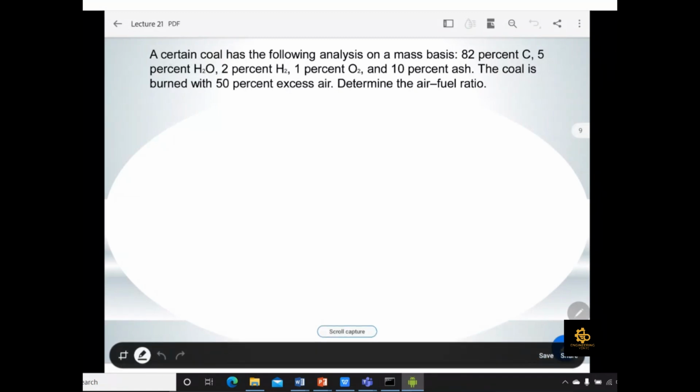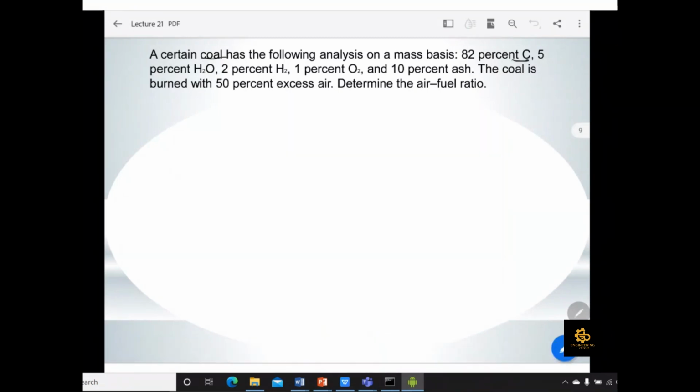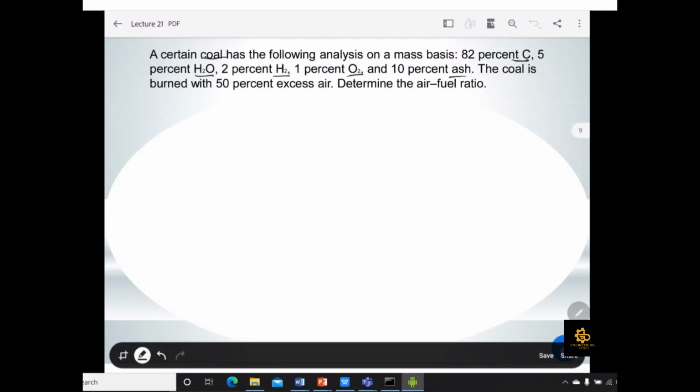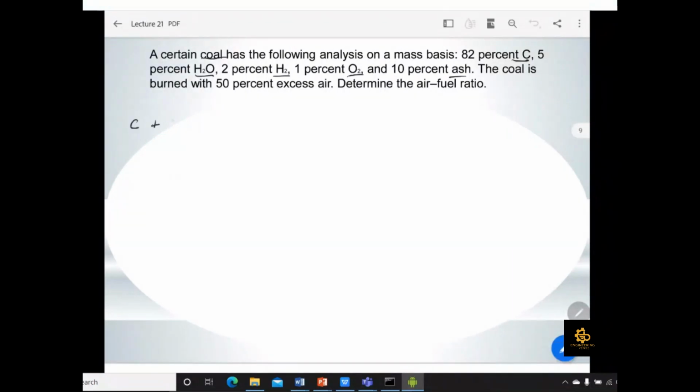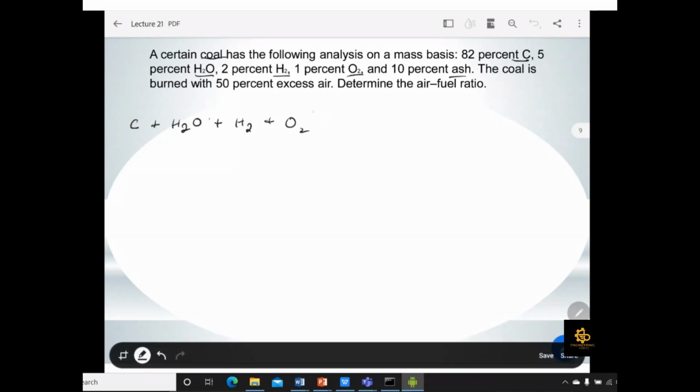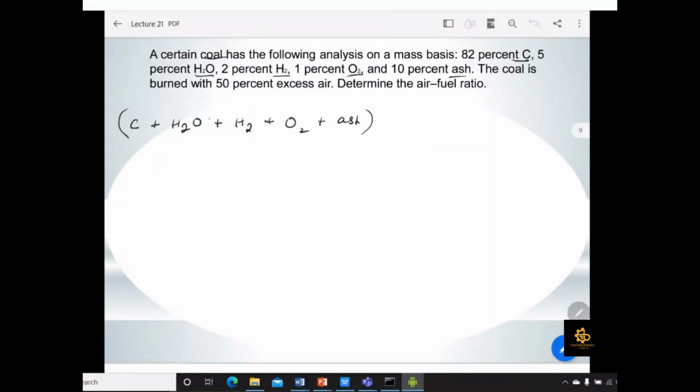Okay, so here it is mentioned that the coal is a combination of carbon, H2O, H2, O2, and ash. So this is our fuel. For example, if we want to write the equation, we can say this is carbon plus H2O plus H2 plus O2 and plus ash.